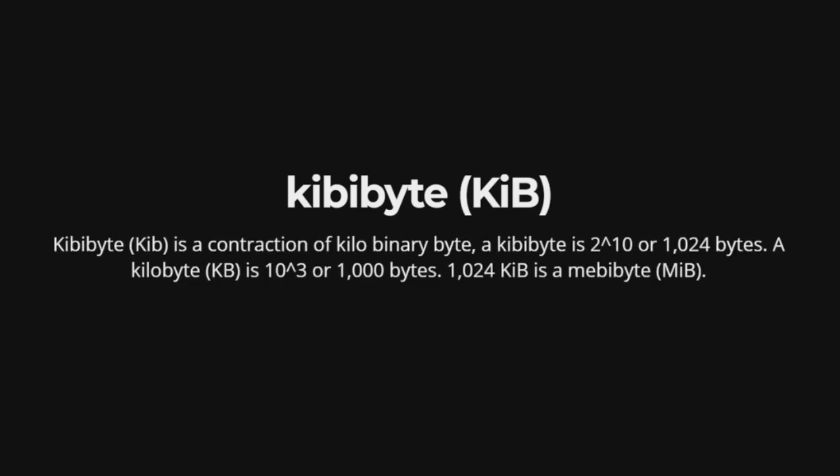Kilobyte, KiB. Kibibyte, KiB, is a contraction of kilo binary byte. A kibibyte is 2 to the power of 10, or 1024 bytes. A kilobyte, KB, is 10 cubed, or 1000 bytes. 1024 KiB is a mebibyte, MiB.